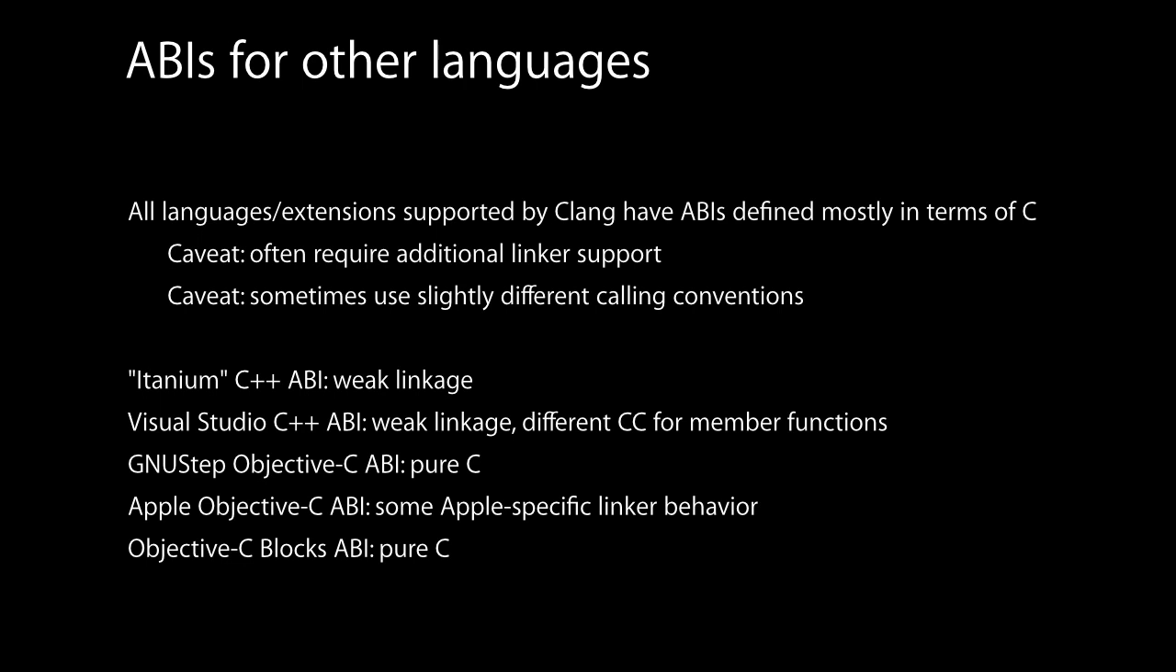Objective-C is very similar. The GNU Objective-C runtime is actually purely defined in terms of the C ABI. Apple's own Objective-C runtimes require a lot more special linker magic. And then you have a lot of other things, like the Objective-C blocks language extension, which are defined purely in terms of C. So that's other languages. What about the C ABI?